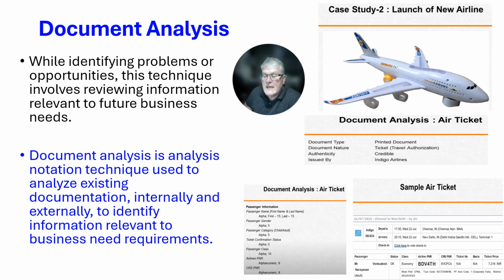They're looking at their air tickets and trying to figure out what is most effective to have on their tickets, so that when you do a boarding pass, they can maximize their capability. So they're looking at a printed document, the nature of it. It's a travel authorization. It gives credibility so you can get on an airline, and the name of this particular hypothetical airline is Indigo. So you analyze what we need to have on here.